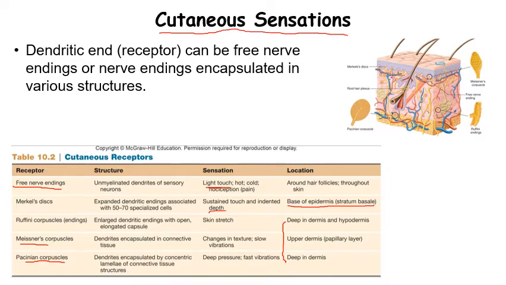The Ruffini corpuscles are going to be involved when you're getting stretch. You're getting pressure put on and it's stretching the skin. That would be sensed by the Ruffini corpuscles. And then slow vibrations, change in textures, are sensed by the Meissner corpuscles, located just deep to the epidermis in the dermis. And then the deep pressure is sensed by the Pacinian corpuscles, located deep in the dermis. So those would be for touch. Those would be mainly mechanoreceptors involving these different sensations.